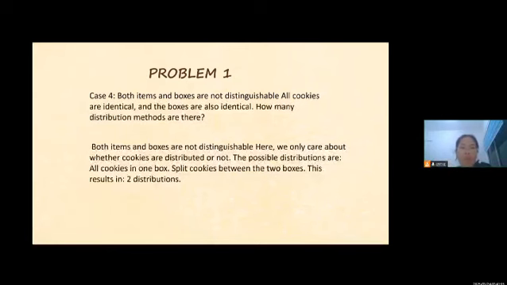Case 4. Both items and boxes are indistinguishable. In this case, neither the cookies nor the boxes can be distinguished. The only concern is the overall distribution. All cookies in one box, one way. Cookies split between the two boxes, 1 way. Total 1 plus 1 equal 2 ways.